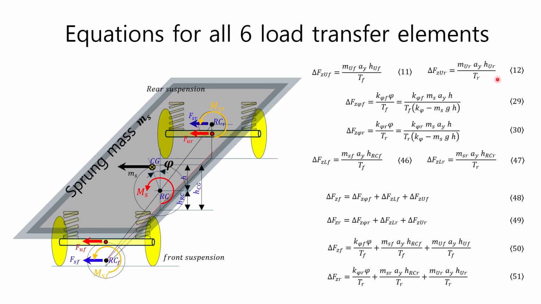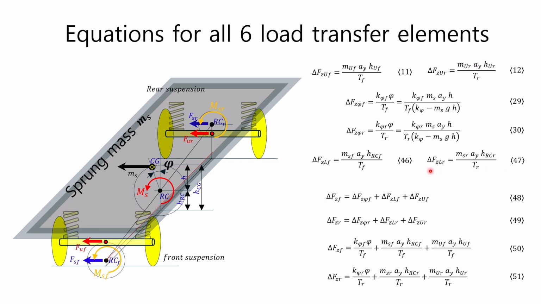The load transfer of the front wheel, which is caused by the moment of the lateral acceleration acting on the sprung mass about the roll center, can be obtained by equation 29, and the load transfer generated by the rear wheel by equation 30. The load transfer of the front wheel, which is caused by the lateral force acting on the roll center due to the lateral acceleration of the sprung mass, can be calculated by equation 46, and the load transfer generated by the lateral force about the rear suspension roll center can be calculated by equation 47, respectively.